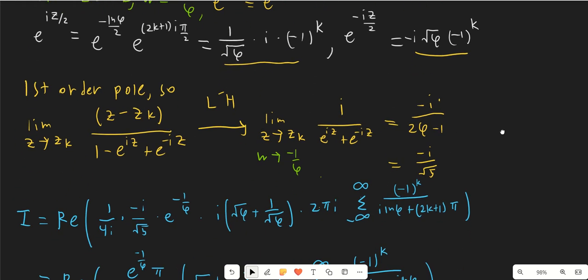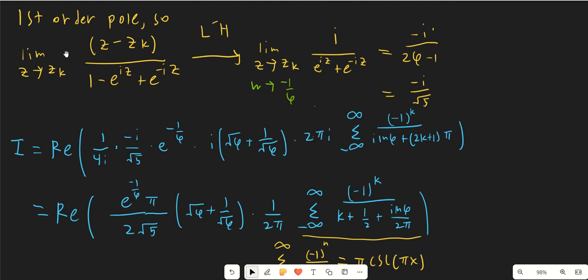Then we're going to have a first order pole, so this means that we can go ahead and plug in the definition for finding the residue of a first order pole. So we take the limit as z goes to zk of z minus zk over 1 minus e^(iz) plus e^(-iz).